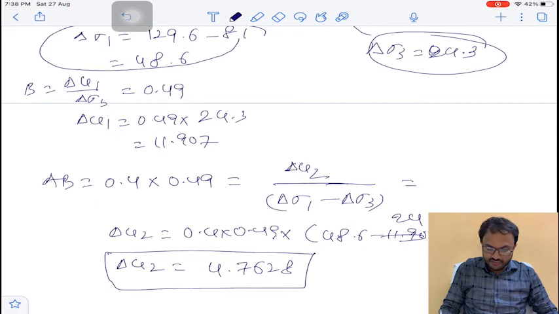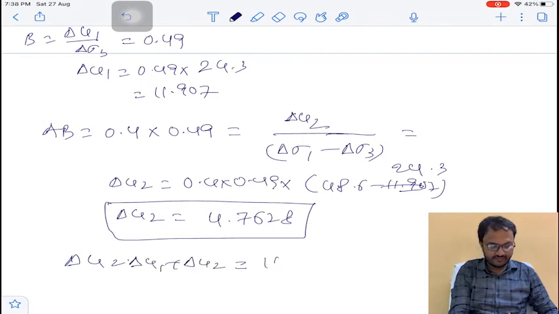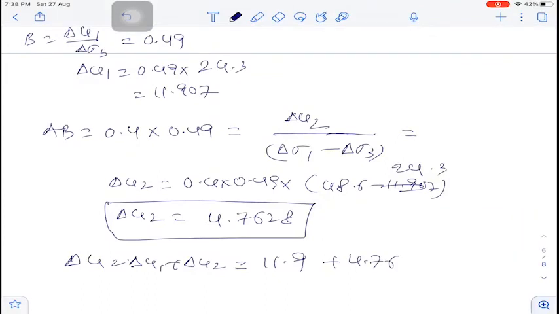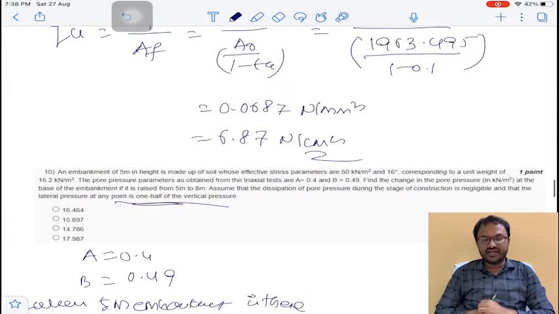So delta U1 plus delta U2, that will be 11.9 plus 4.76. So it will be 16.7 something. So check the options. It is 16. So around 16.4 it will be answer A for question number 10.